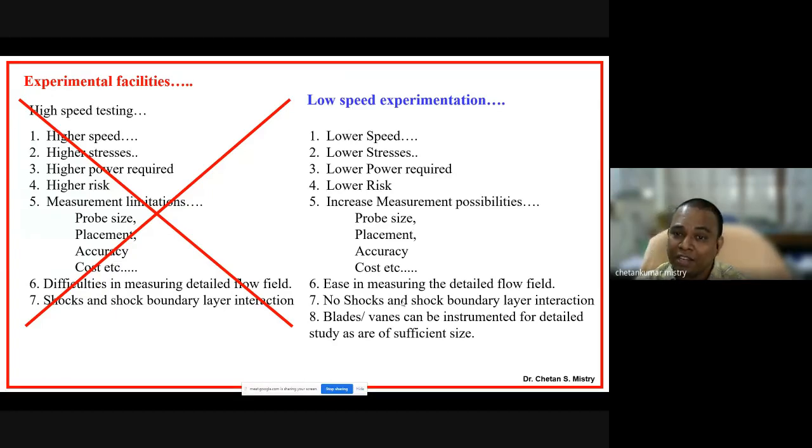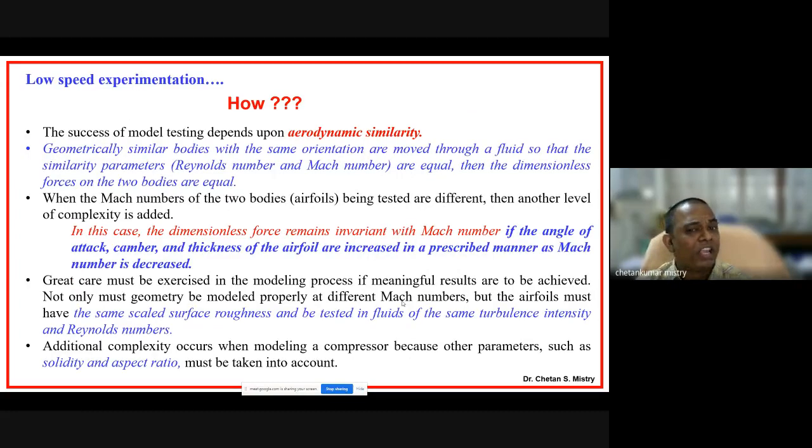But there are some techniques with which you can apply what you observe here in low speed to high speed. That is called scaling. The question may arise, how exactly does this need to be done? You need to use the advantage of aerodynamic similarity. When I say aerodynamic similarity, two parameters come into the picture: one is the Reynolds number, and the second is the Mach number.